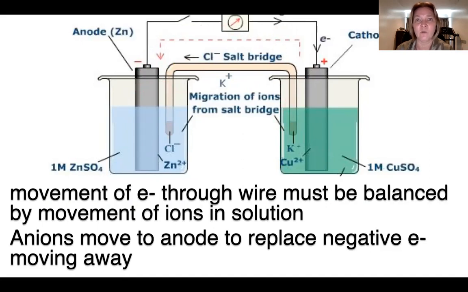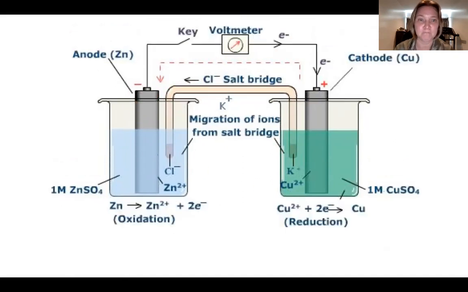Because remember when we were balancing redox reactions, not only do you have to balance atoms, but you also have to balance charge. So if the anode is losing negative charge, you have to replace that negative charge, and that's what the salt bridge does.